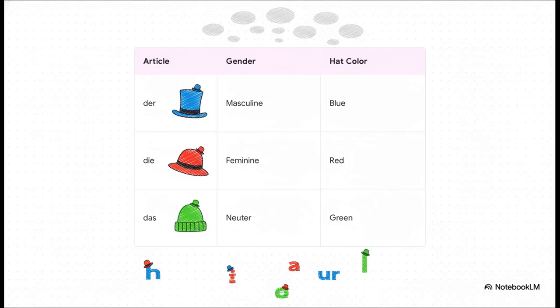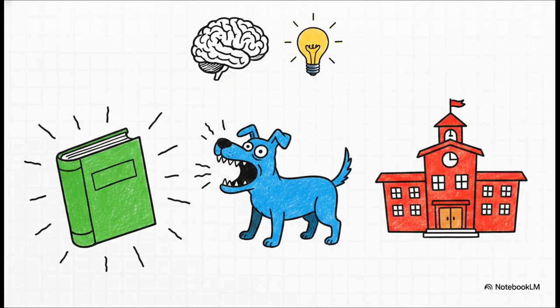If a word uses der and is masculine, picture it wearing a blue hat. If it uses die and is feminine, imagine a bright red hat. And if it takes das and is neuter, give it a big green hat. Let's actually put this into practice to paint some really absurd, high-contrast visual pictures in your mind. This is how you lock these genders in forever.